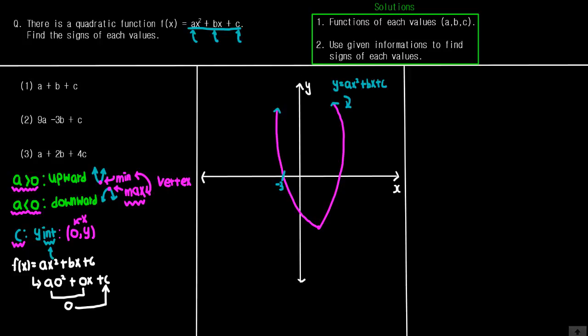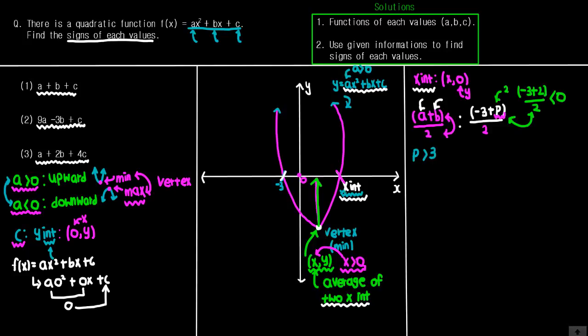There are three questions that we need to solve. The first one is a plus b plus c, and then 9a plus 3b plus c, and lastly a plus 2b plus 4c. And we're trying to find the signs, not the exact values of each expression. Let's do a plus b plus c first.